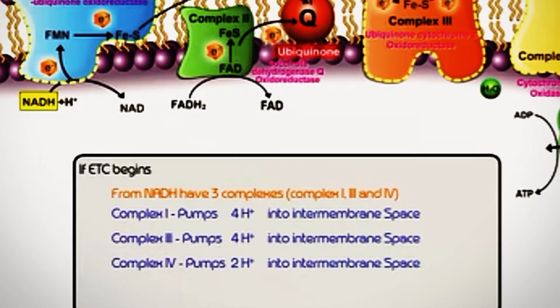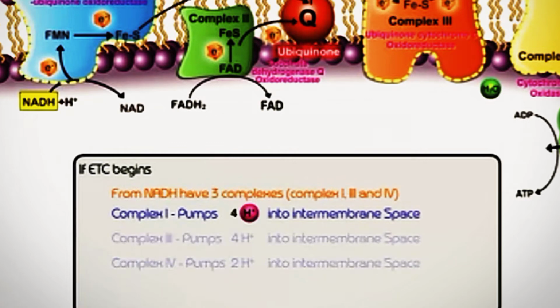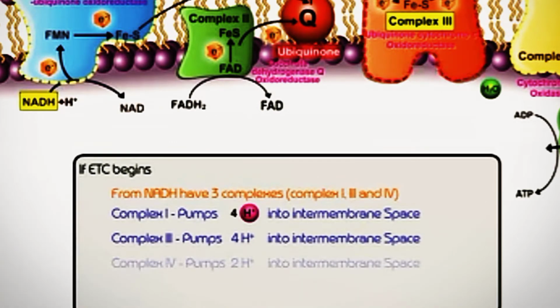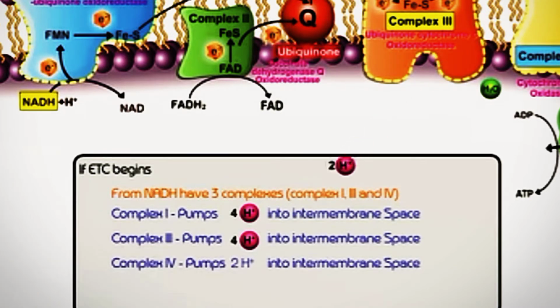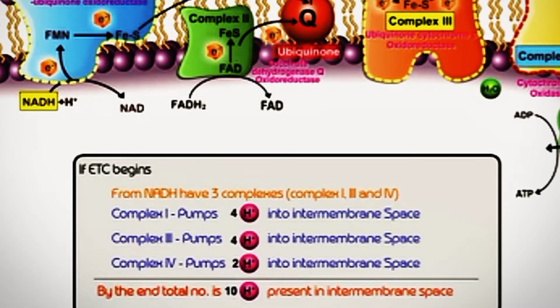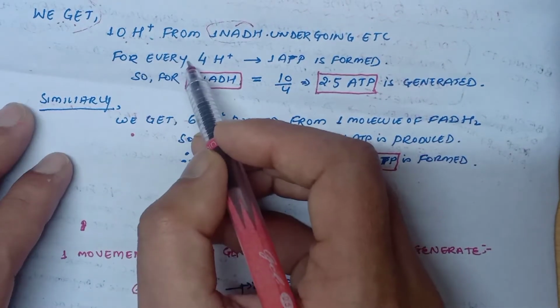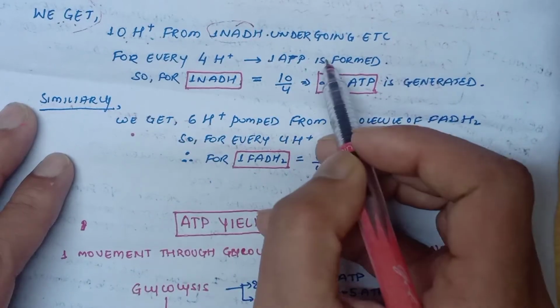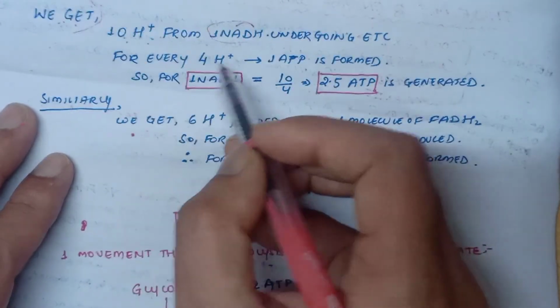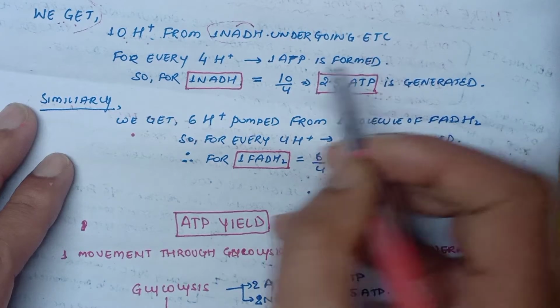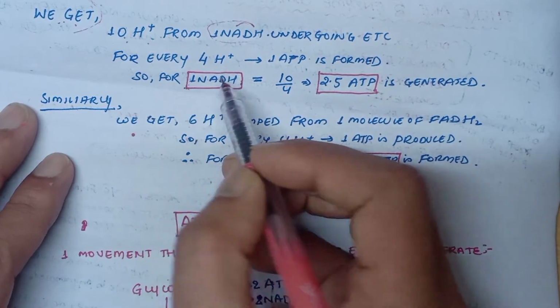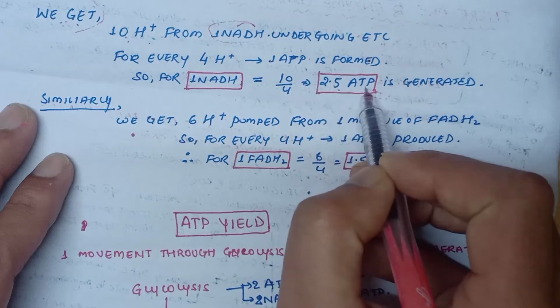During the transfer of electrons from NADH to coenzyme Q to the final acceptor, a total of 10 protons are pumped out into the intermembranous space. So there are 10 protons from one molecule of NADH, and for every 4 protons 1 ATP is formed. So from 1 NADH we will get 2.5 ATP.